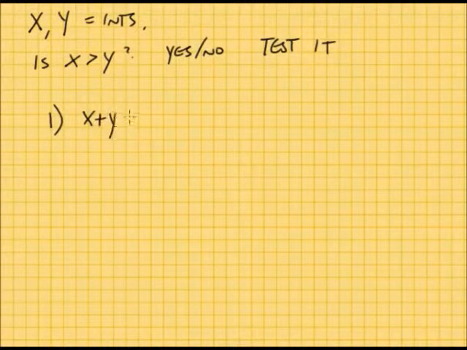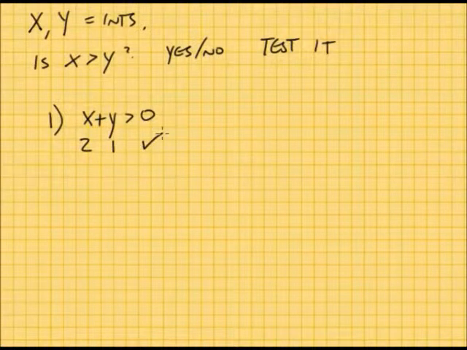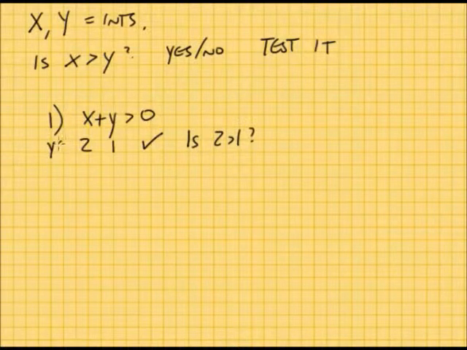So what I'm going to do here is come up with a real straightforward test case and plug in some numbers. So let's say x is 2, y is 1. 2 plus 1 is greater than 0. The question would then ask, is 2 greater than 1? And you can see it's pretty obvious the answer is yes. So I'll put a little yes there.